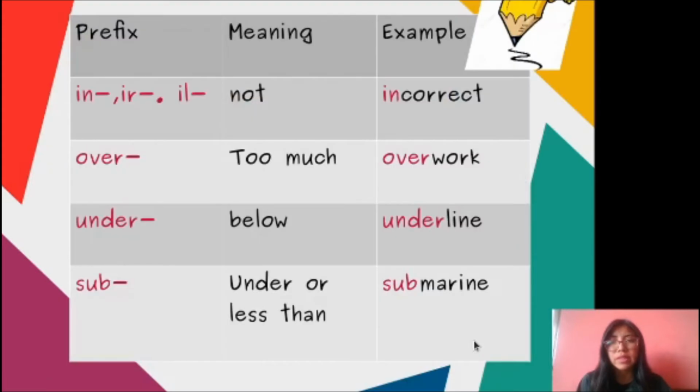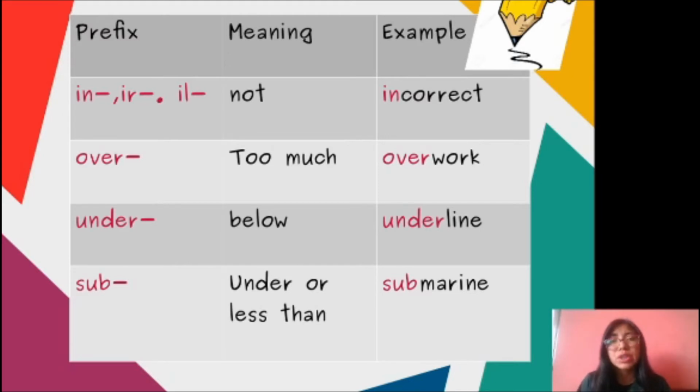We are going to see more examples. You have in, ir, il. That means not. For example, correct, incorrect. Over, too much. Work, overwork. Under, what is the meaning? Below. Line, underline. Sub, under or less than. Marine, submarine. Okay, so pay attention. In order to create new words, you only have to attach the prefix at the beginning of the word. Para crear nuevas palabras con los prefijos, solo vamos a añadir el prefijo al inicio de la palabra.